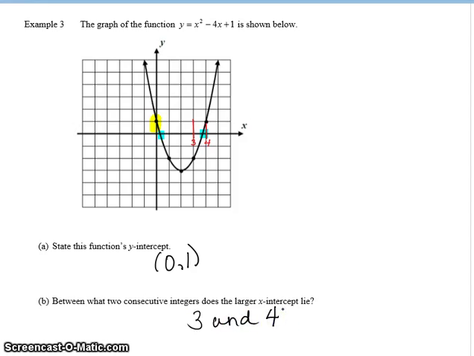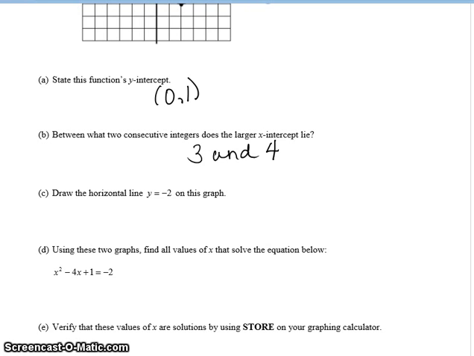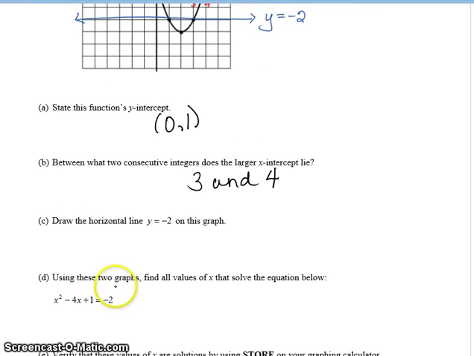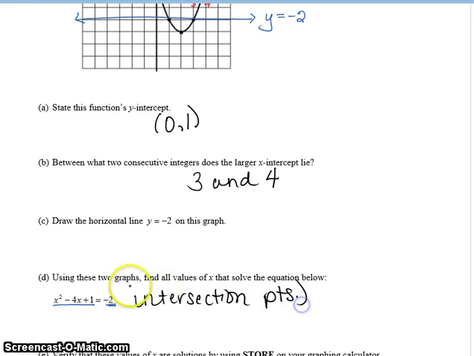Okay, draw the horizontal line y equals negative 2. So I'm going to use my blue pen here. Here's my y equals. A y equals is a horizontal line. Using these 2 graphs, find all values of x that solve the equation below. So basically, right here, here's the quadratic, and here's my horizontal line of y equals negative 2. Basically, this is asking you, where do they intersect, or what are its intersection points? That's really what it's asking.